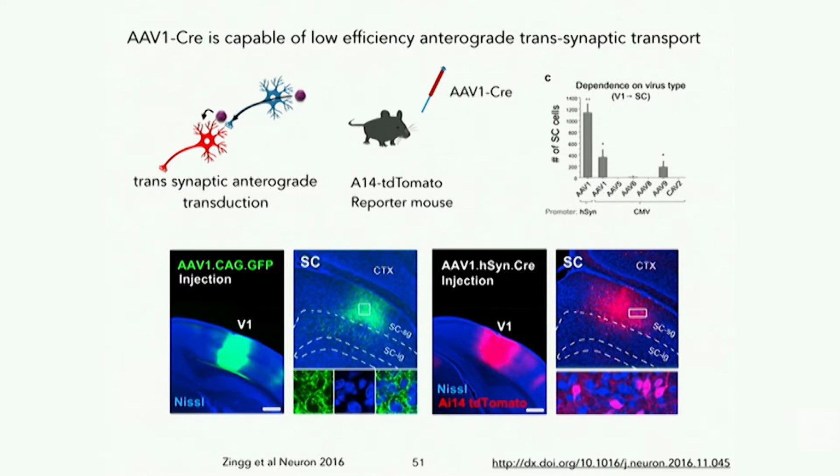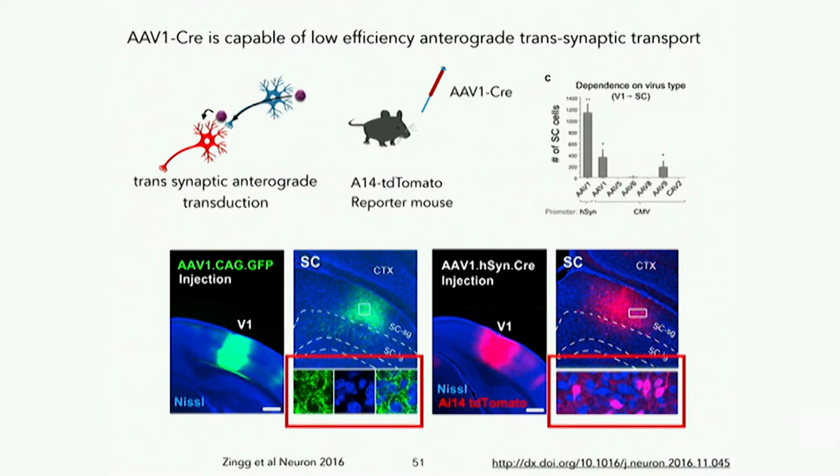In 2016, a group from USC showed that you can utilize this low efficiency anterograde transsynaptic transport for tracing. What they did was encode either GFP or Cre using AAV1. When they deliver the AAV1 encoding GFP into the visual cortex and look at where the axon terminals are, they don't see any cell bodies. But what's really interesting is if they deliver AAV1 encoding Cre into the visual cortex and look at where the axon terminals are, there are cell bodies that are labeled in a reporter mouse line.